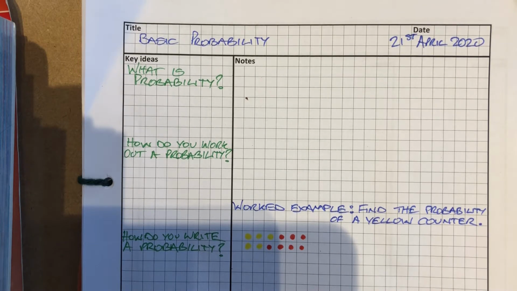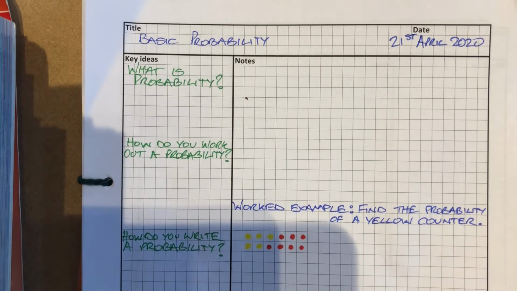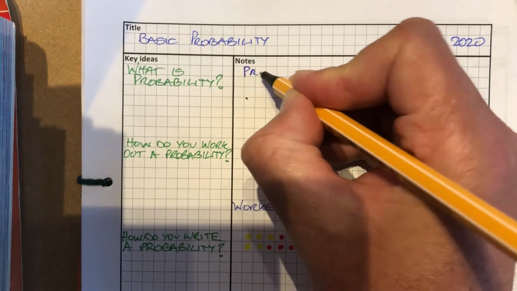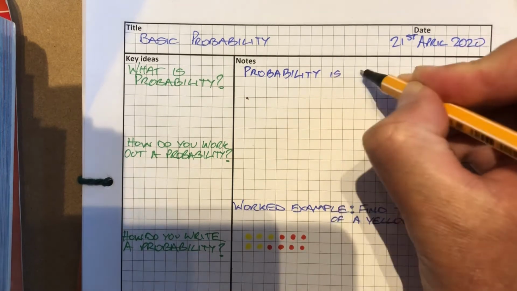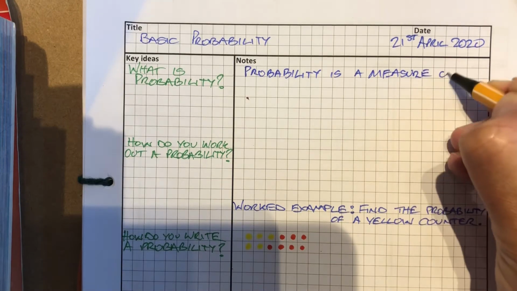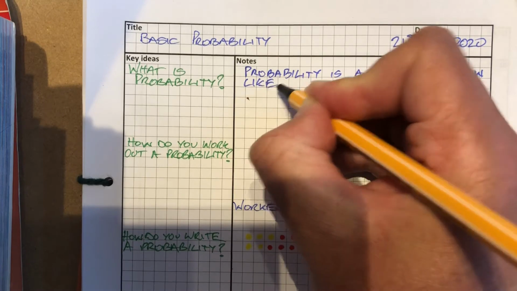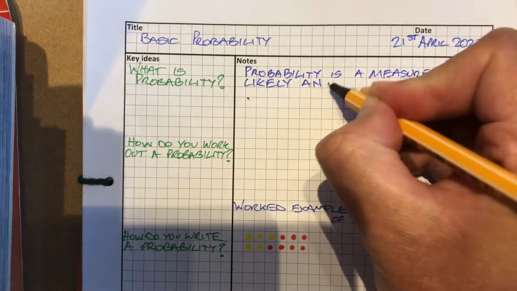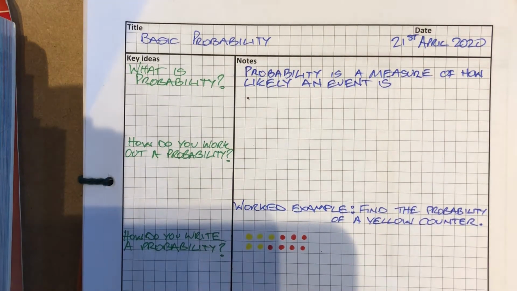It's proven in the research to improve your performance in tests. Right, so what is probability? Well, probability is a measure of how likely an event is. So it's saying, what are the chances of something happening?